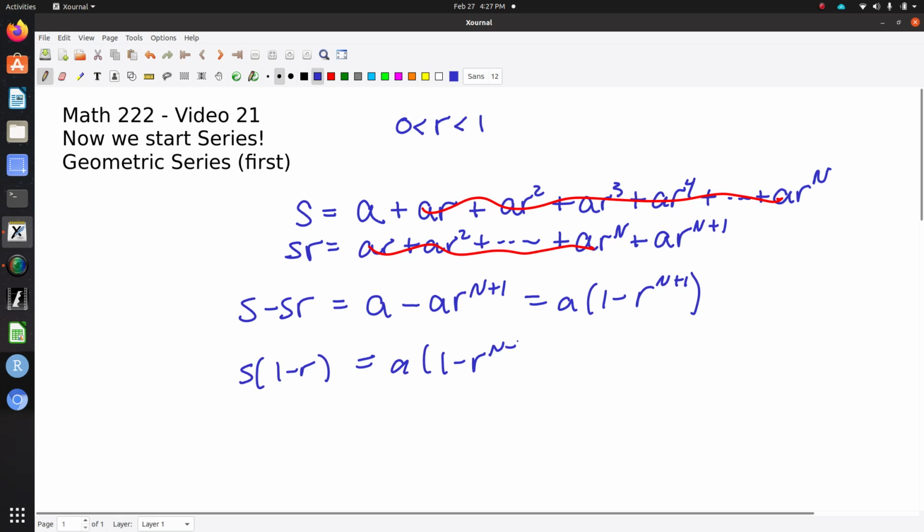And so s is a times 1 minus r to the n plus 1 all over 1 minus r. And that is the extent of what we're doing. All of our examples basically boil down to that.